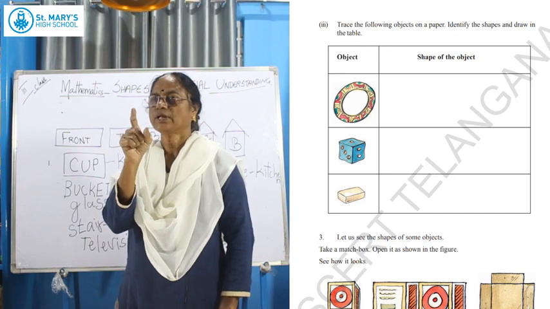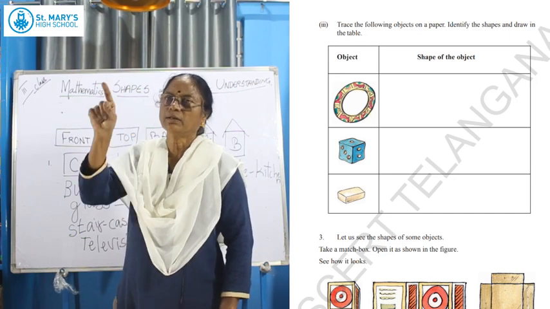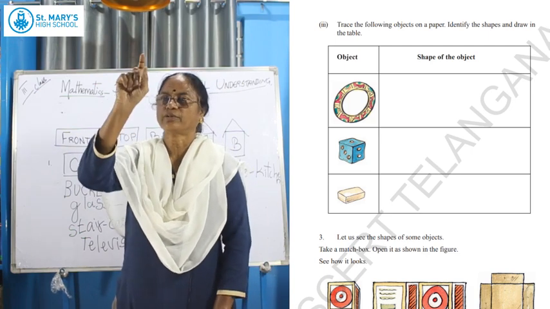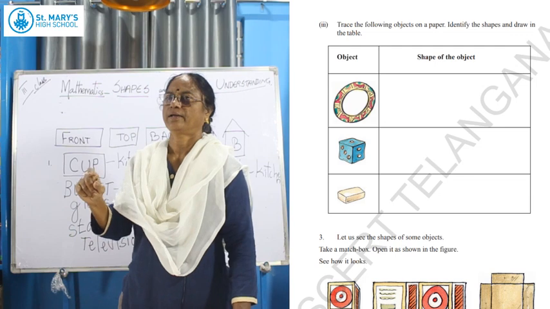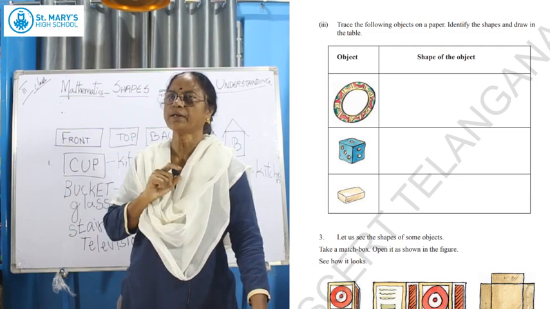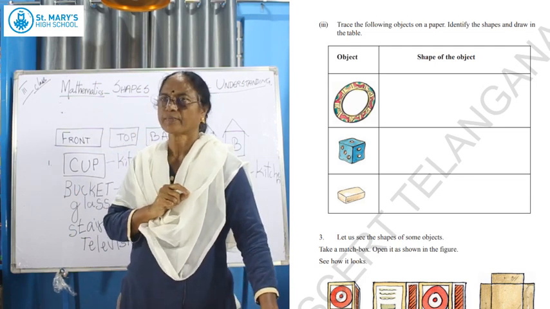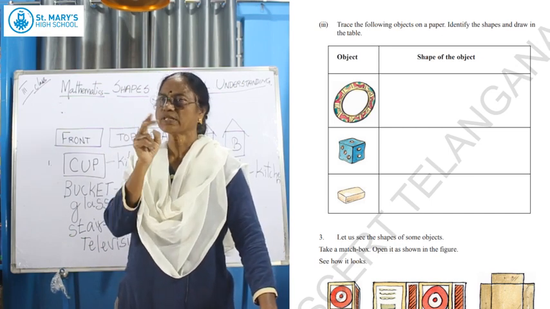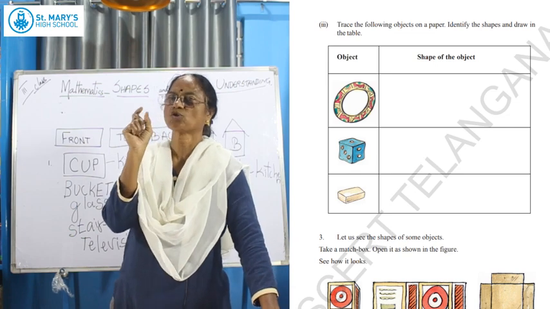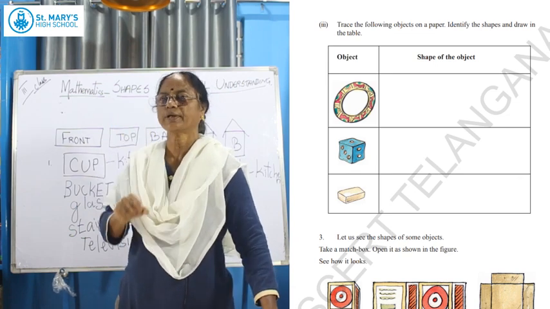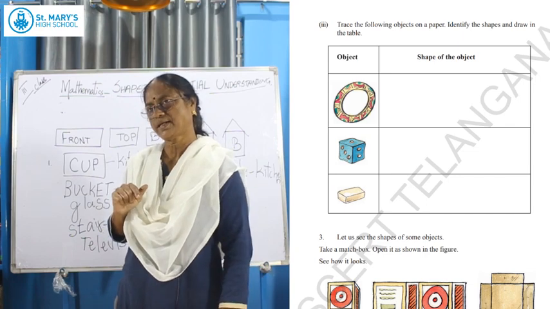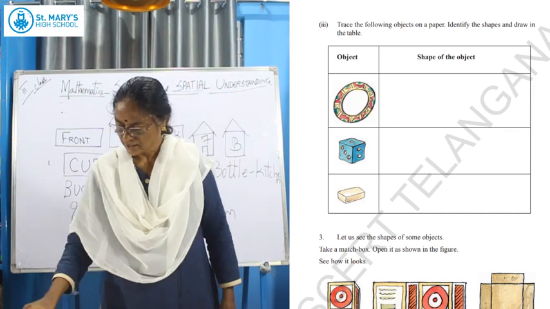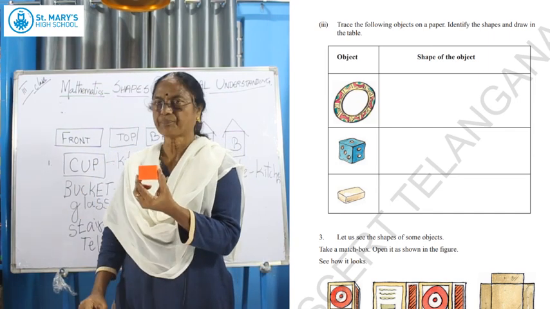First one is in the shape of a circle, circular shape. So, you have to write circle, okay? Circle shape or spherical shape, right? Second one, how is that? What is the shape? It is in a square shape. That dice is in square shape. What is the last picture there? That picture is in rectangle shape. Will you write it?